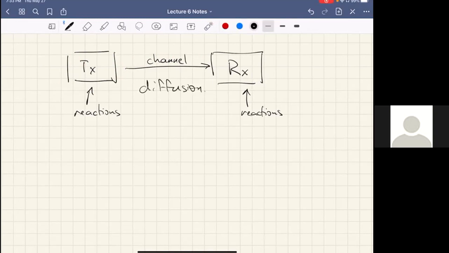So in this lecture and the next lecture, we're going to talk about the physics of diffusion. What we're going to see is that diffusion has a huge impact on molecular communication systems. Aside from reactions, it's the most important thing to model and to understand. And it will contribute significantly to the noise processes, particularly because it is a process in the channel.